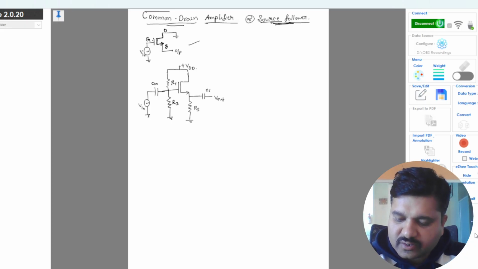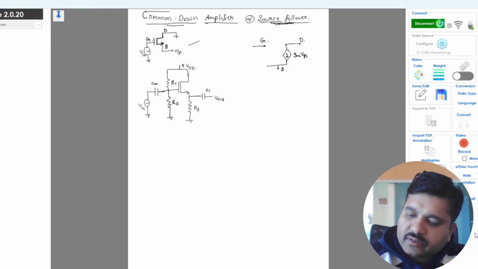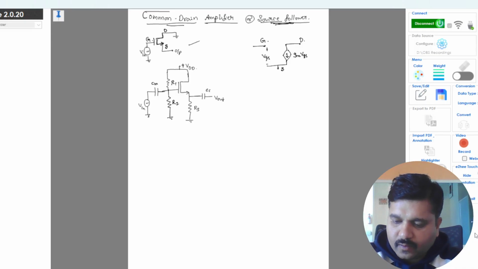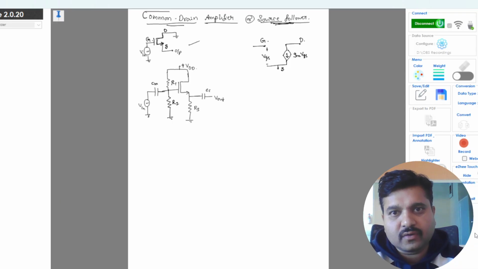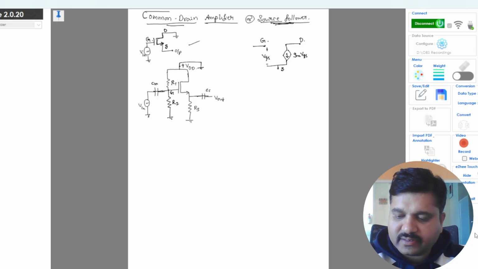Now to analyze this using the small signal model, we will draw the small signal model of the MOSFET with terminals gate, source and drain, gm times VGS, and this is the drain terminal. This is VGS from here to here. So this is the small signal model for the MOSFET. Now the resistances R1 and R2 are connected from gate to ground, and VDD will be connected to ground for the AC analysis. The capacitances are shorted for AC analysis.